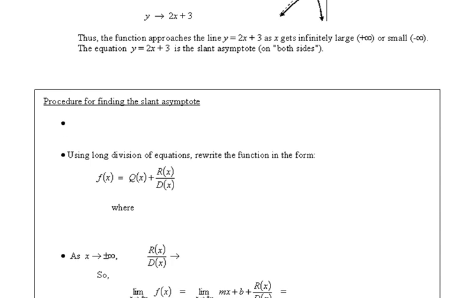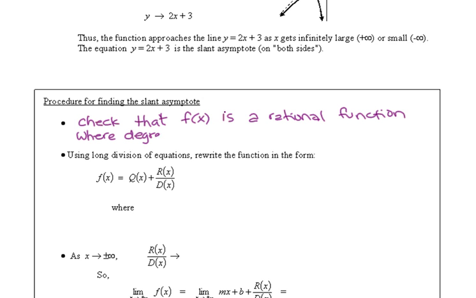Okay, so the procedure. We are going to check that f of x is a rational function, and that it's a rational function where the degree on top is equal to 1 more than the degree on the bottom, so the degree of the bottom plus 1. It's 1 more on the top than the bottom.